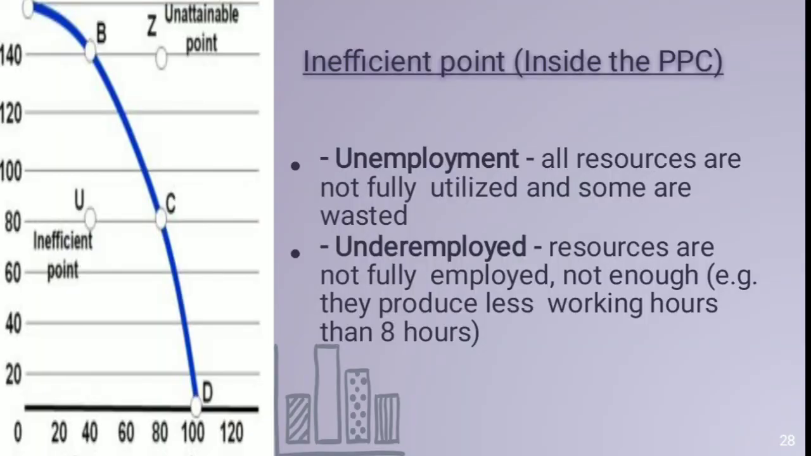An efficient point on PPC. The production possibilities curve is a model that captures scarcity and the opportunity cost of choices when faced with the possibility of producing two goods or services. Points on the interior of the PPC are inefficient, points on the PPC are efficient, and the points beyond the PPC are unattainable.